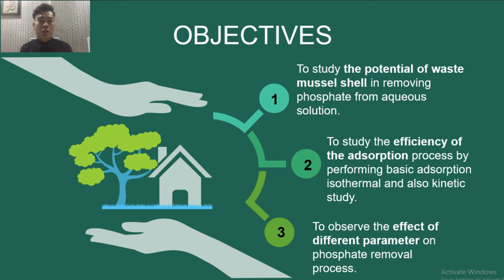First is to study the potential of waste mussel shell in removing phosphate from aqueous solution. Second, to study the efficiency of the adsorption process by performing basic adsorption isotherm and also kinetic study. The last one is to observe the effect of different parameters on phosphate removal.